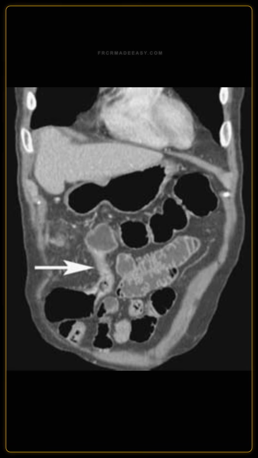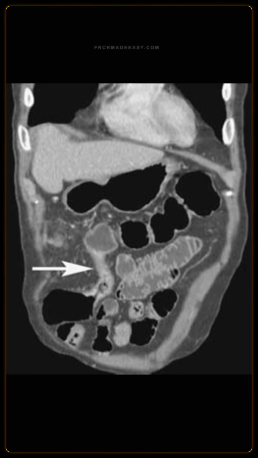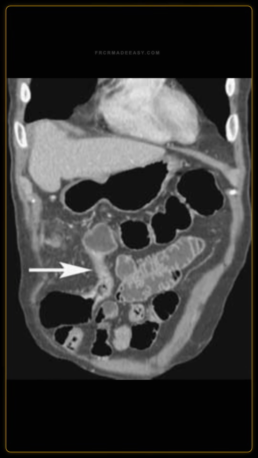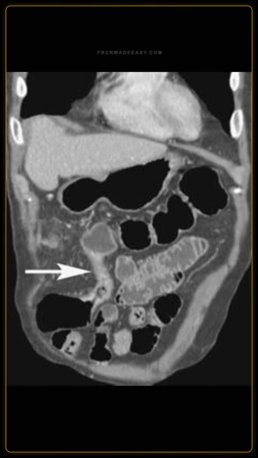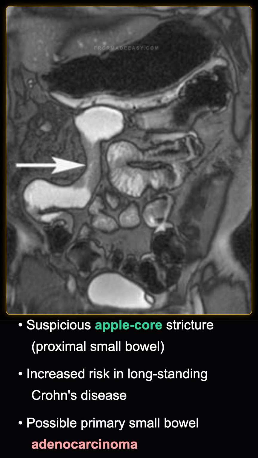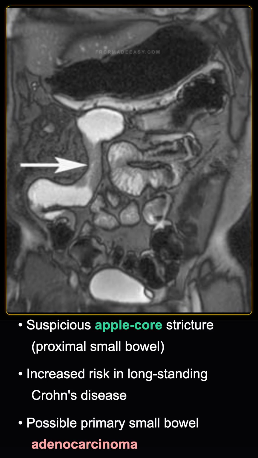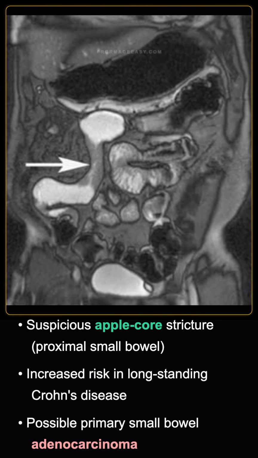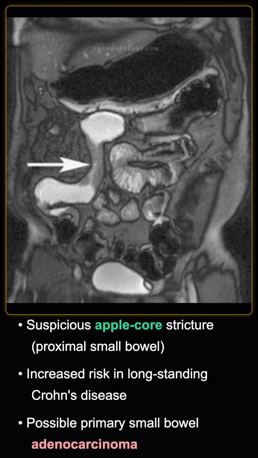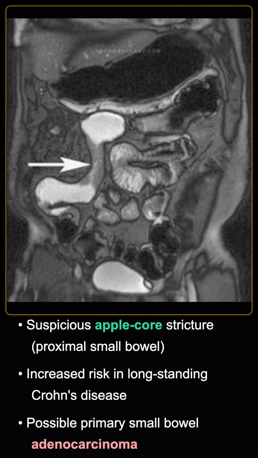If this stricture were found in the duodenum or jejunum and had a rigid apple core appearance, what alternative diagnosis must be excluded? In that case, a rigid apple core stricture in the proximal small bowel would be highly suspicious for a primary small bowel adenocarcinoma, which patients with long-standing Crohn's disease have an increased risk of developing.